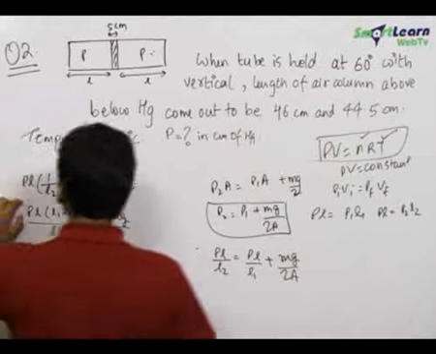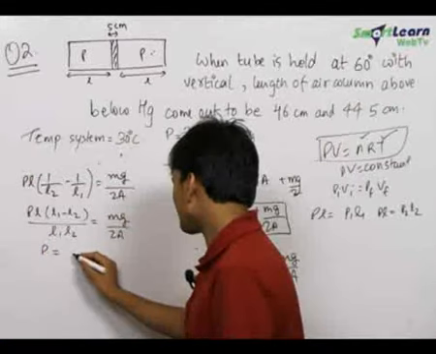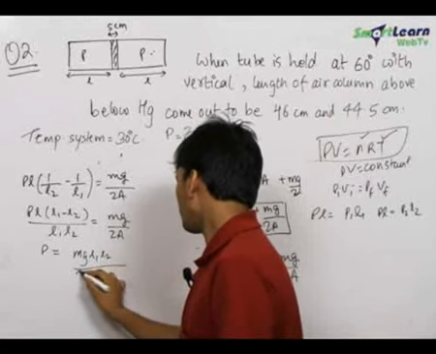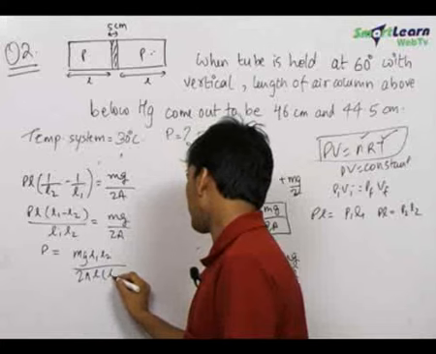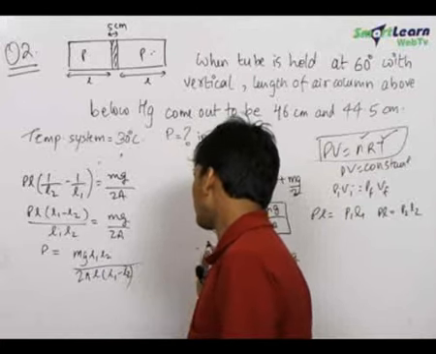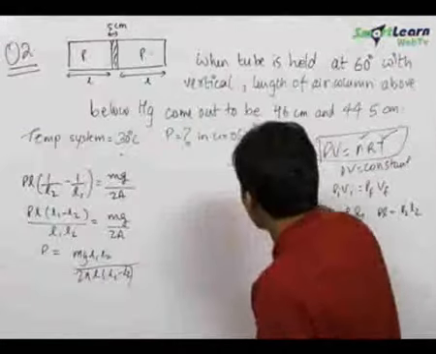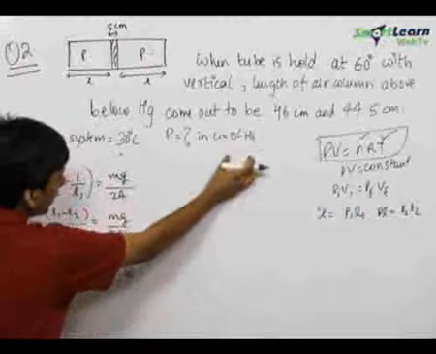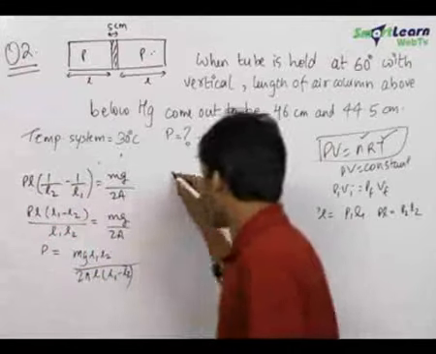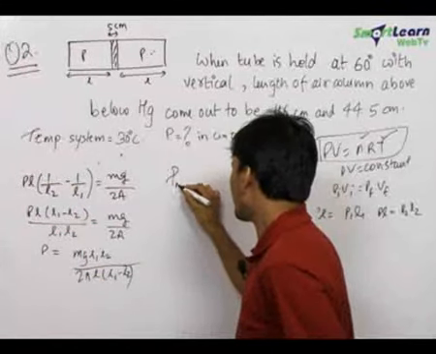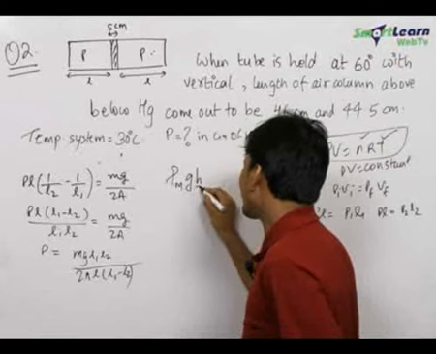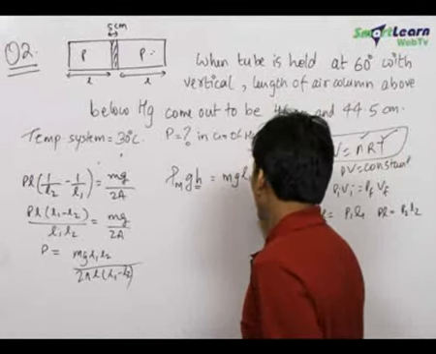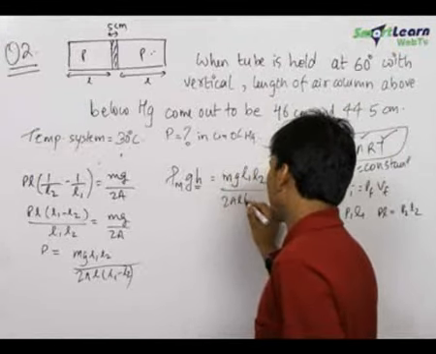Therefore, we need to find out P. This P can be written as mg L1 L2 upon 2AL into L1 minus L2. Now we need to find out this P in centimeters of Hg. Therefore, we write this P as rho of mercury into g into h, centimeters of mercury, is equal to mg L1 L2 upon 2AL into L1 minus L2.